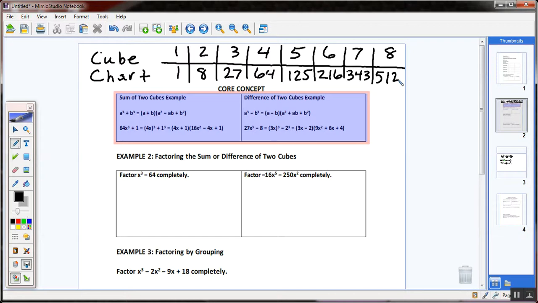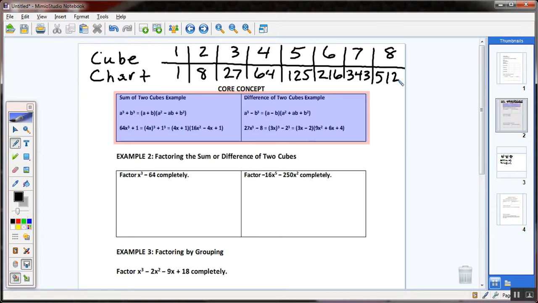All right, so we have these rules that we started talking about yesterday. We said we want to factor these completely, and this is the rule for it. So I have a sum of two cubes, in other words, a to the third plus b to the third. That's going to equal a plus b times a squared minus a times b plus b squared. And then if you have a difference of cubes, in other words, a cubed minus b cubed, that's going to equal a minus b times a squared plus ab plus b squared.